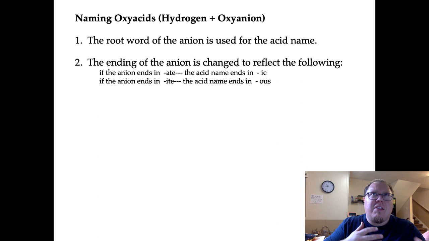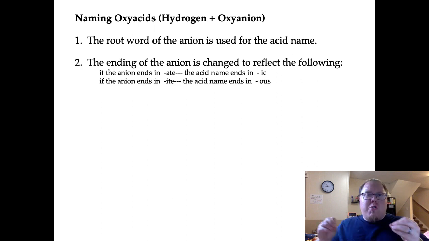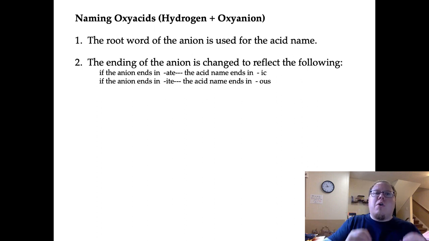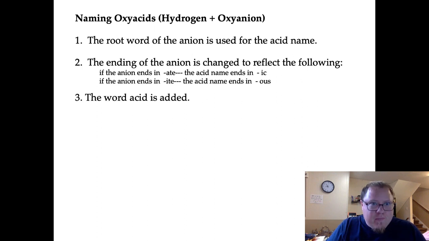Sulfate becomes sulfuric. You kind of got to add a little bit of the sulfur back in there for some reason. I don't know why. But sulfate becomes sulfuric. It's going to end in ic if the polyatomic ion ended in ate. If it ends in ite, then you're going to change that ending to ous. So nitrite becomes nitrous. Sulfite becomes sulfurous. Chlorite becomes chlorous. So you change the ending to either ic or ous. And then you add the word acid.